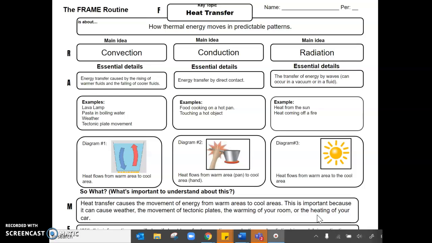If you're not familiar with the FRAME routine, find somebody on campus who you feel like is a good example and can share theirs with you, or reach out to one of your department chairs or instructional coaches.